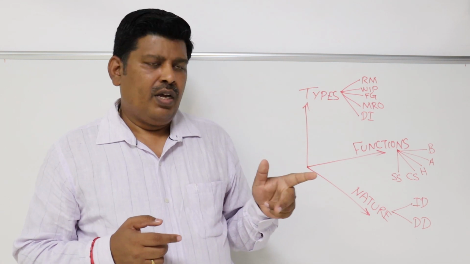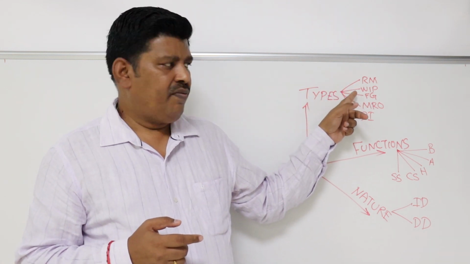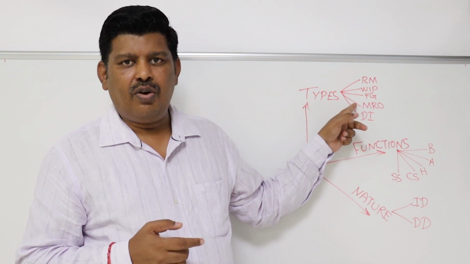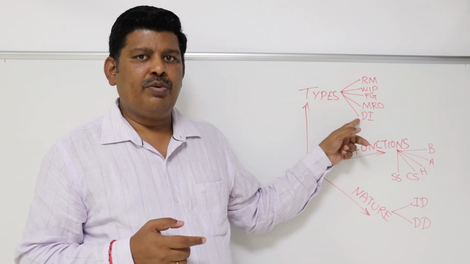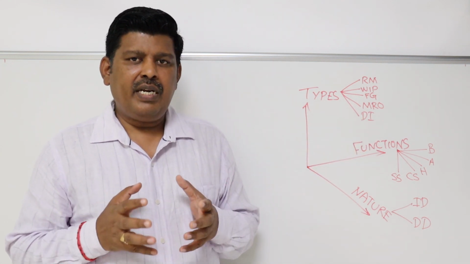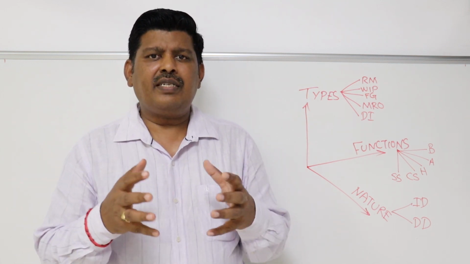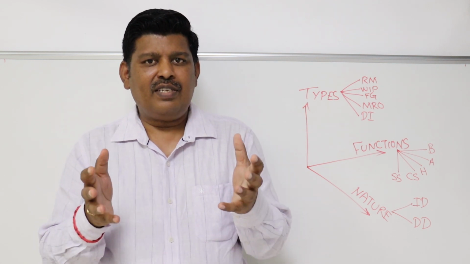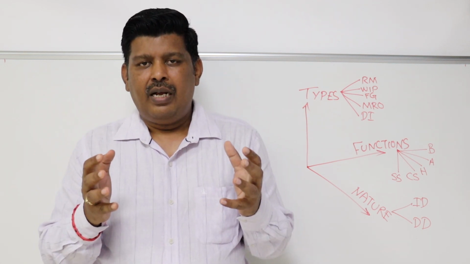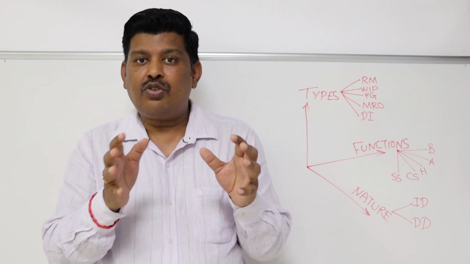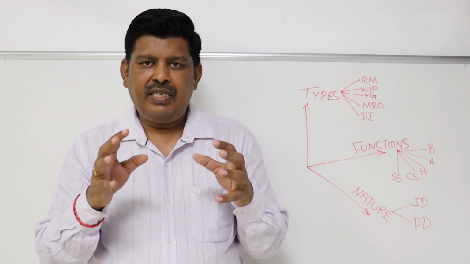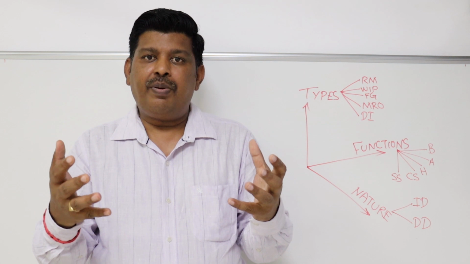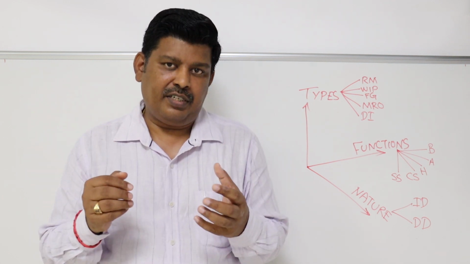Under types we have raw material, work in progress, finished goods, maintenance, repair and operating supplies, which is also known as MRO, and then we have distribution inventory. So when we say raw materials, components are also part of this. When we say raw materials and components, these are all the things we have obtained from our suppliers and we have not added any value so far on top of this. These are the things received from the suppliers, and they are the predominant input for any manufacturing organization.